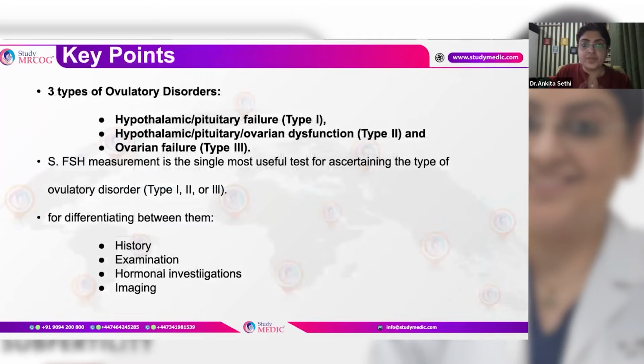So the 3 types of ovulatory disorders we have discussed: type 1 is hypothalamic pituitary failure, type 2 is hypothalamic pituitary ovarian dysfunction, and type 3 is ovarian failure. Serum FSH measurement is a very important tool to differentiate between the 3. The other things which can help in differentiating are history, examination, other hormonal investigations, and imaging.